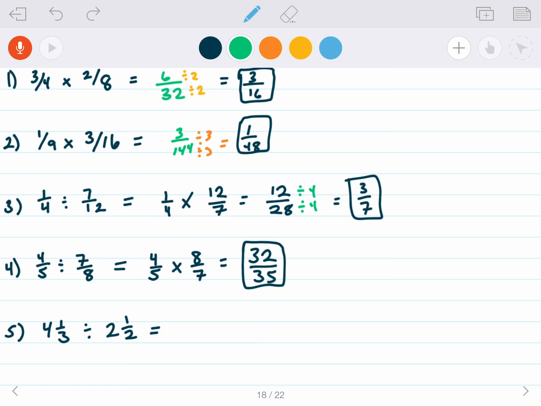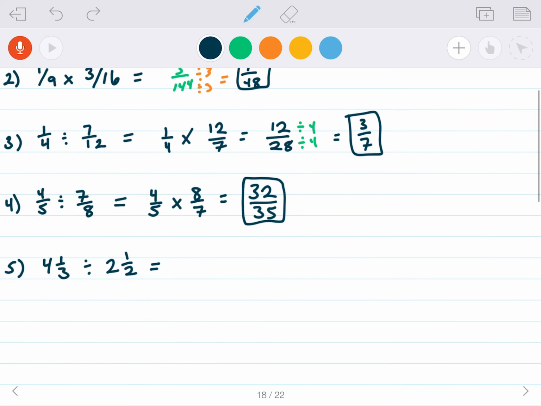And that's how I knew that could be simplified. So maybe something to keep in mind there. All right, let's look at the next one.